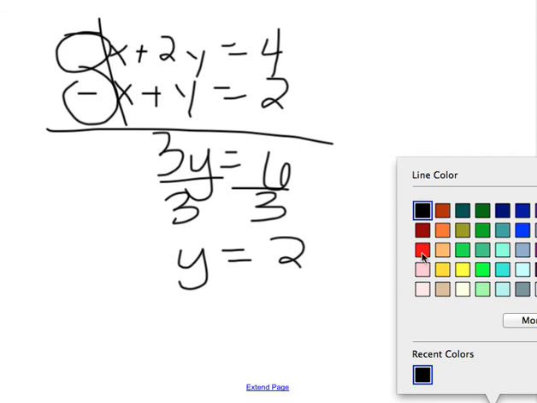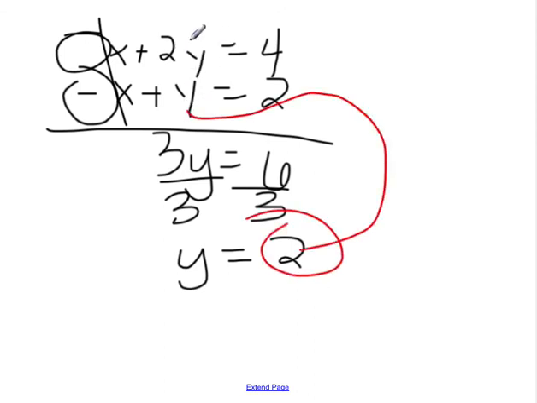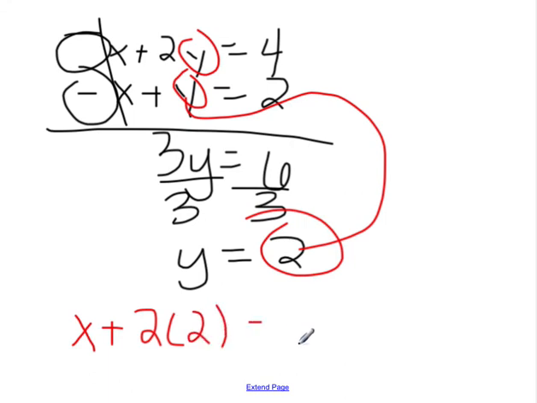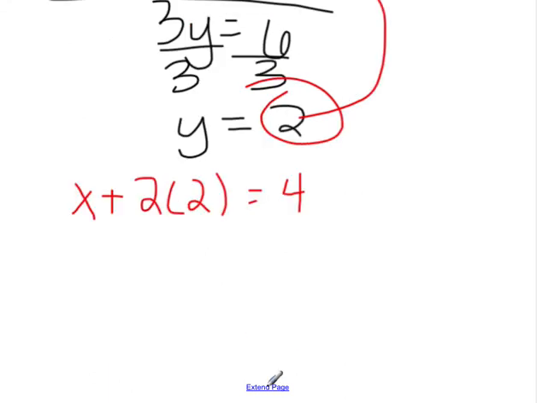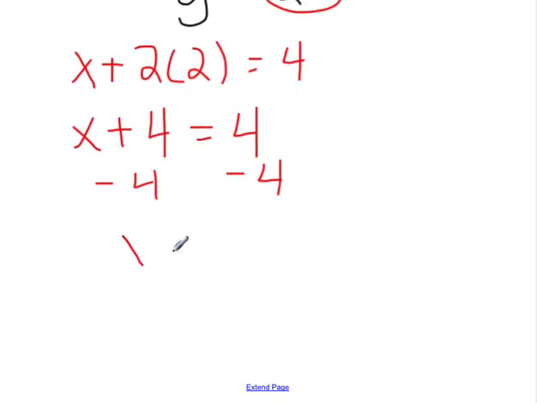So now that I know that y is equal to 2, I can plug that in for either y up there. So then I'm just going to plug it into the first one. So I have x plus 2 times 2 is equal to 4. So now I'm going to solve this for x. So 2 times 2 is 4, so I get x plus 4 is equal to 4. Then I'm going to subtract 4 from both sides, and I end up getting that x is equal to 0.